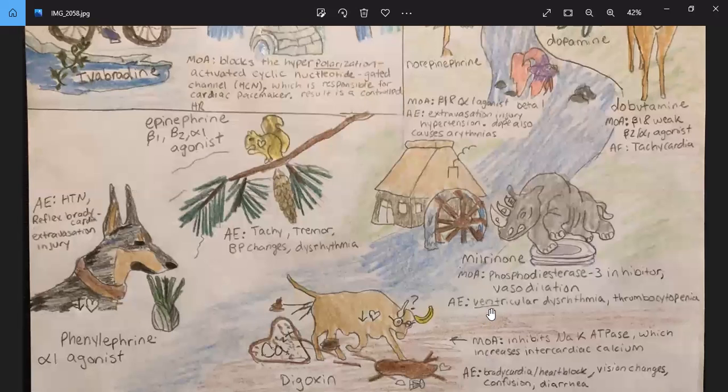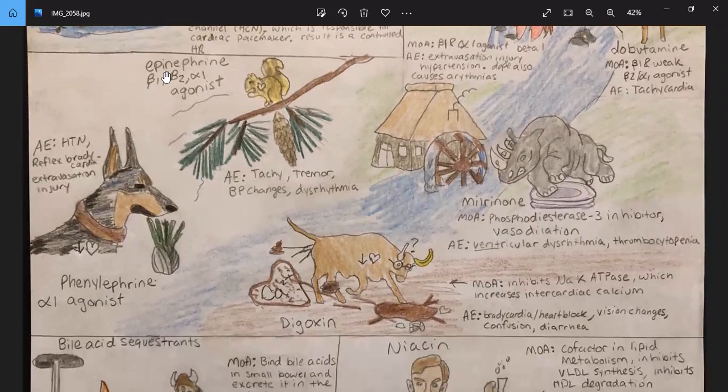Adverse effects of this one are ventricular dysrhythmia, so vent, right here, the chimney, ventricular dysrhythmia. And then thrombocytopenia, which was increased platelets, which is why the rhino is standing on a stack of plates.